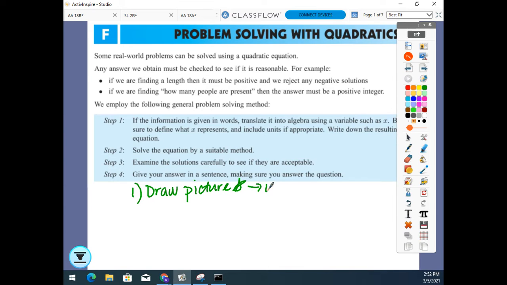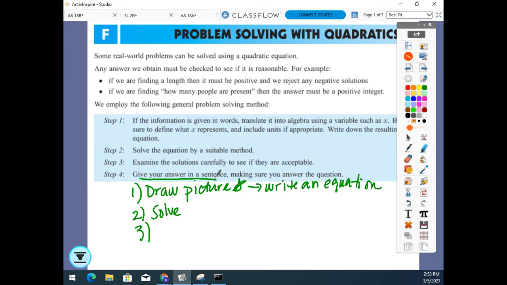Then from the picture, write an equation. If you just jump right into the equation, sometimes it just doesn't work right. So you want to have the picture help you make sense of it, and then write the equation. Then you're going to solve it, and then make sure that it makes sense. Sometimes you end up with the length equals a negative number. That is not possible. And sometimes you can think through that by deciding what the domain is, what are the acceptable values to begin with.